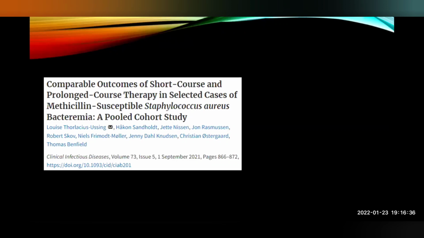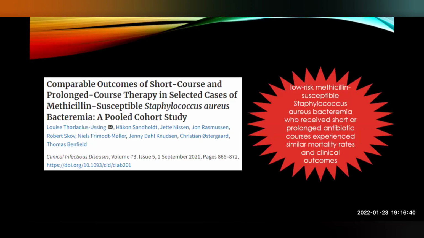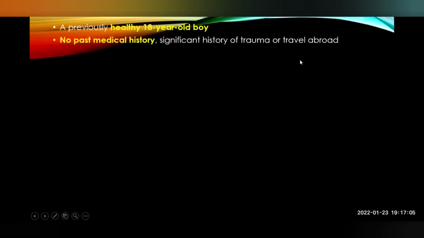This is one study where they are trying to compare short course versus prolonged therapy. And in case of low risk MSSA infection, short courses also can be tried because they are associated with similar mortality and clinical outcome. Again, this is subject to further studies. Until then, whatever I mentioned is the duration of therapy that should be followed, and it should be decided on a patient to patient basis.